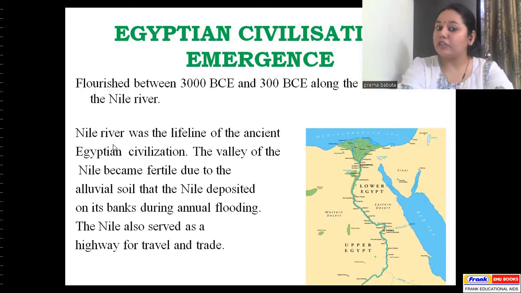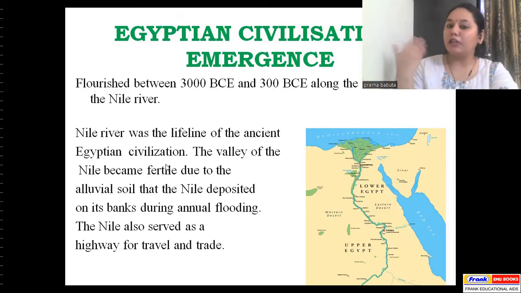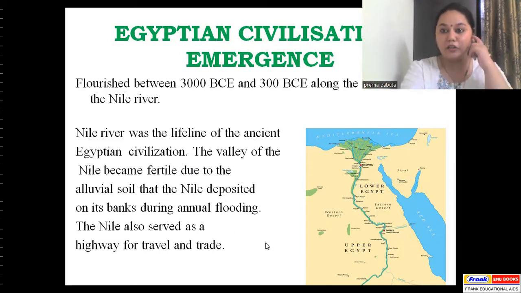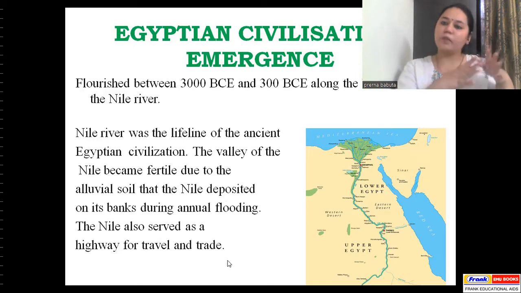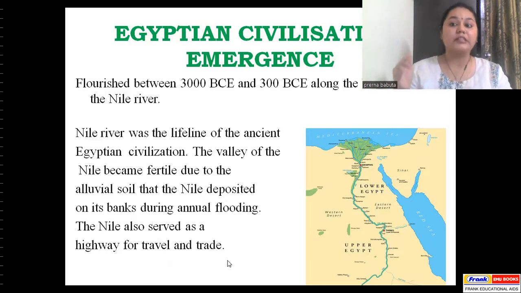And it says Nile River was the lifeline of the ancient Egyptian civilization. Why was it the lifeline? It is understood by now, because most of the occupational or economic activities could be carried out because of River Nile. The valley of the Nile became fertile due to alluvial soil that the Nile deposited on its banks during annual flooding. And the Nile also served as the highway for travel and trade. So occupational activities related to farming, and the economic activities of trade, were carried out because of the presence of River Nile.